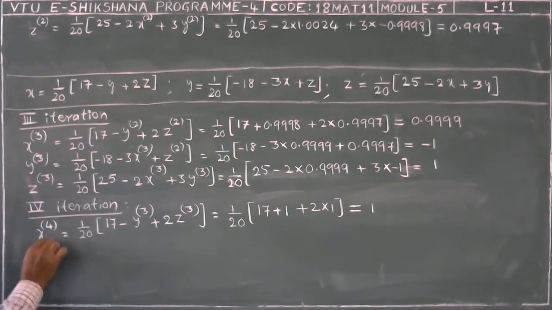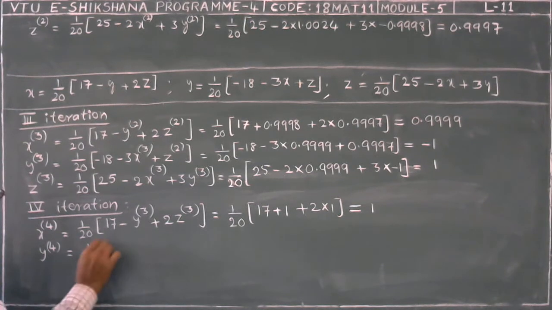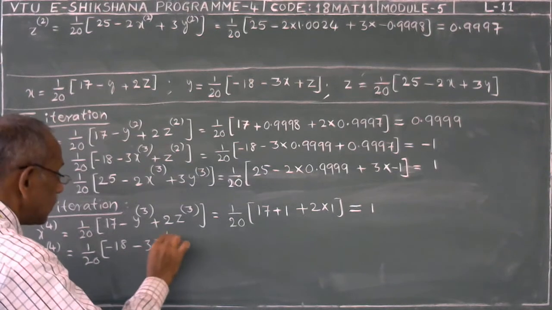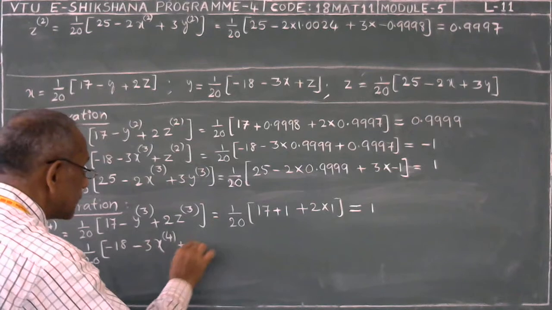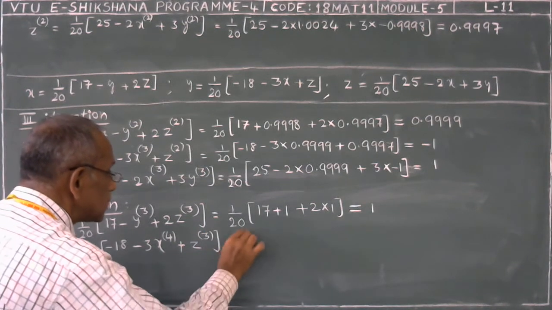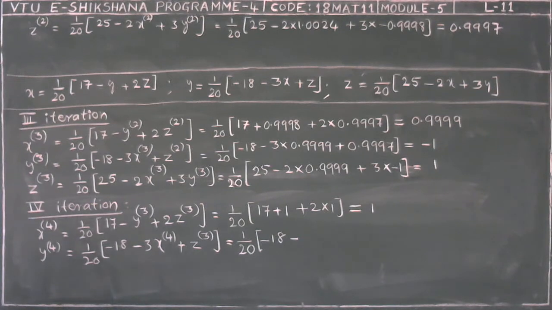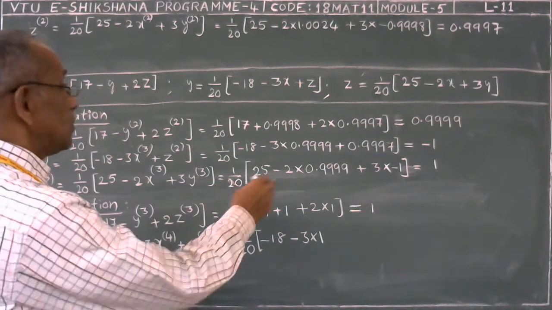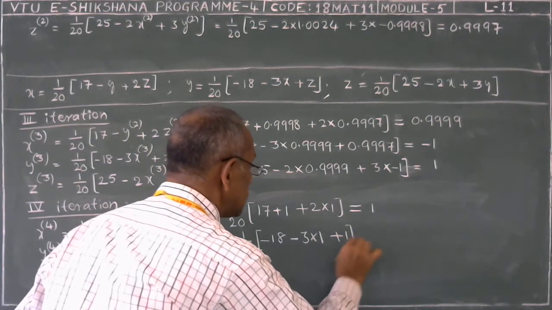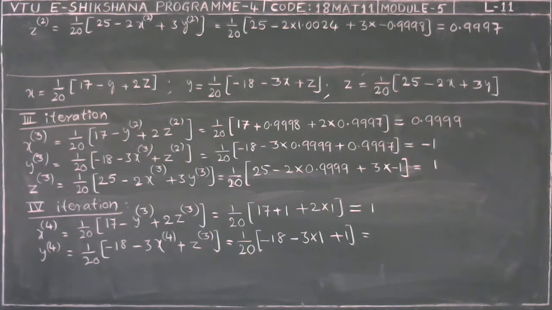Then the fourth iteration, or fourth approximate value of y, is 1 by 20 into minus 80 minus 3 x4 plus z3. So this is going to be 1 by 20 into minus 80 minus 3 into x4. x4 is 1, so minus 3 into 1, then plus z3 is plus 1. So this is going to be minus 1.